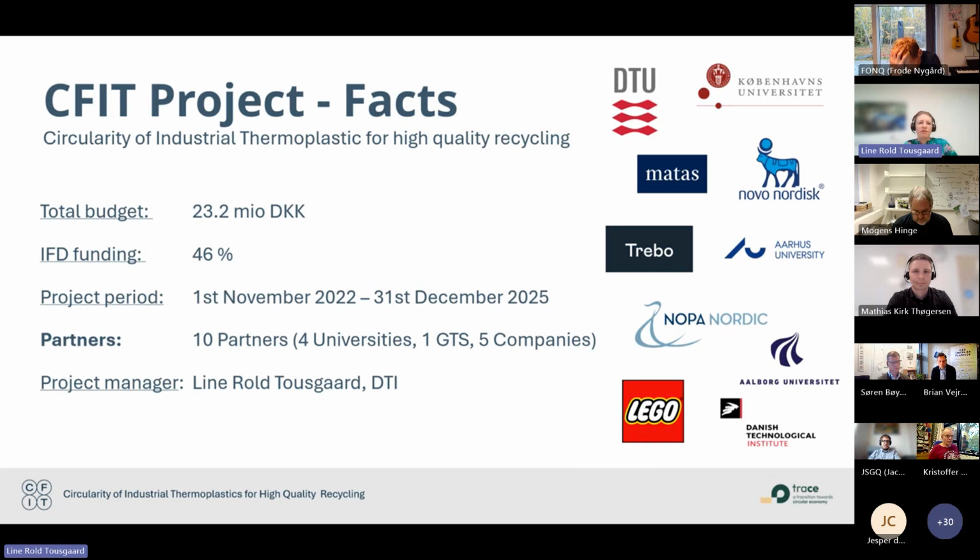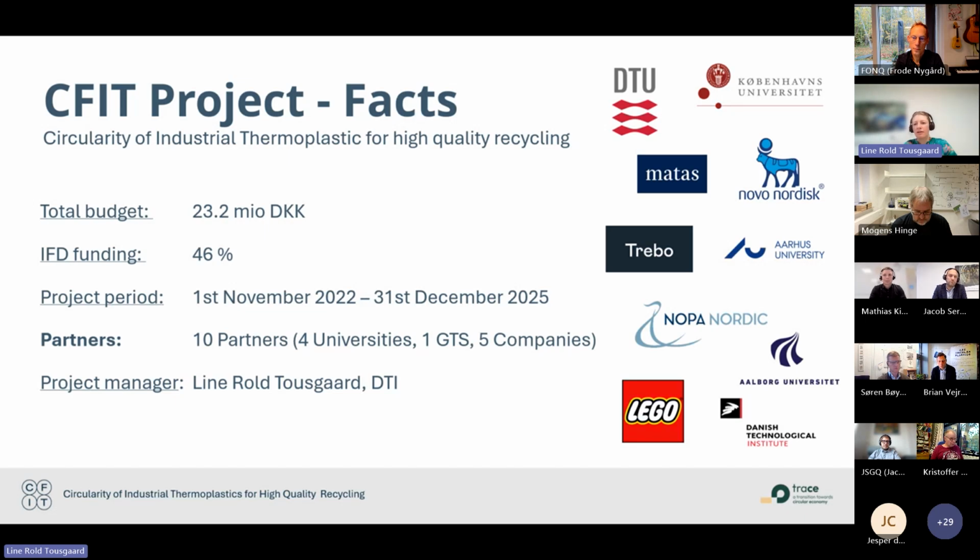So the CFIT project has a total budget of 23.2 million Danish crowns, and it also has a funding rate of 46%. It runs a little bit over 3 years, but the important thing of the project, I think, is that it has 10 partners. It has 4 universities and 5 companies, and then one DTS institute, that is Danish Technological Institute. We have a really broad insight from all these companies and universities.